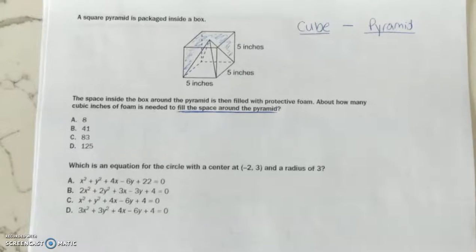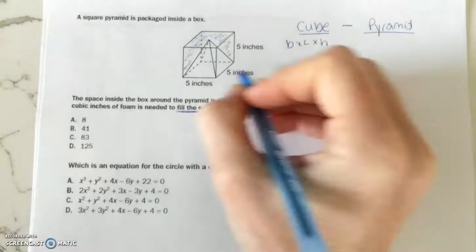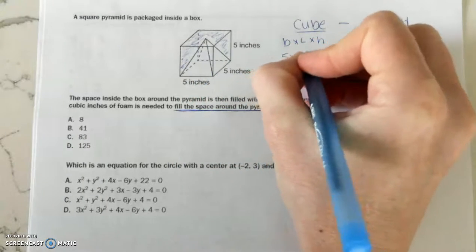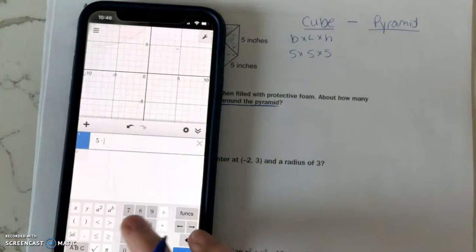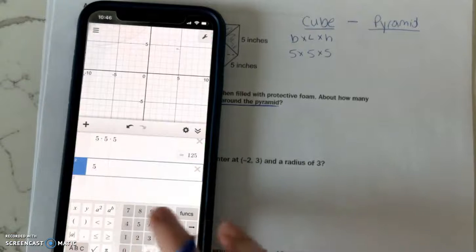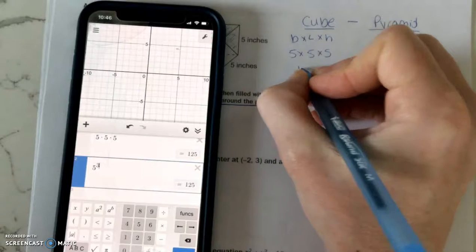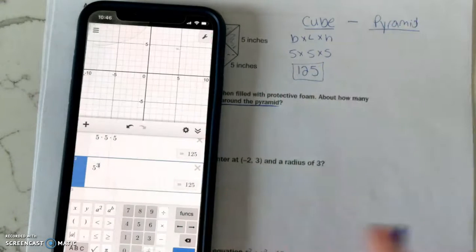Alright, so for a cube, we don't have that formula on our formula sheet, but it's pretty straightforward. It's just base times length times height. So it's a cube, right? All sides are the same. So 5 times 5 times 5, which is the same thing as 5 cubed, which is where the cube comes in. Alright, so on your Desmos app, you can do 5 times 5 times 5, or you can do 5 to the third power, and it will give you the same thing. So 125. So we're going to do 125 minus the volume of the square pyramid.